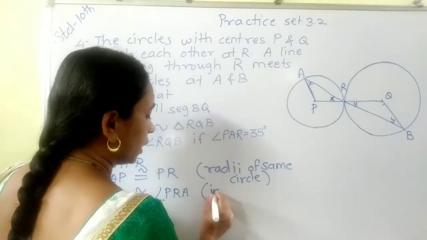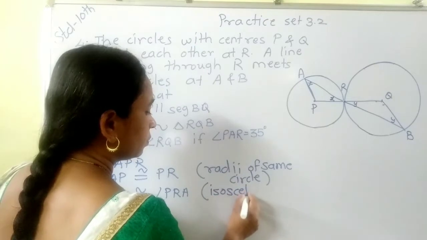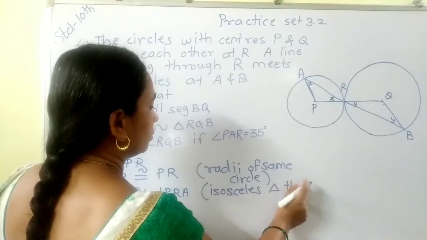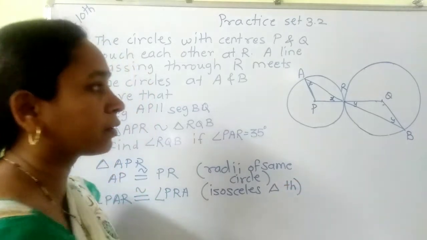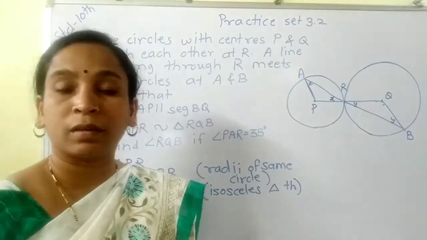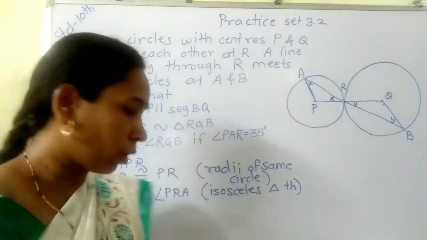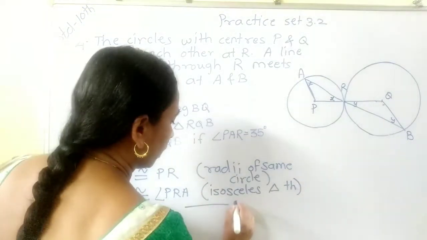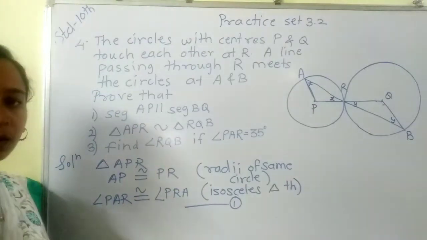So here I'll write isosceles triangle theorem. The isosceles triangle theorem says if the sides are congruent, their opposite angles are congruent. These angles I have got are congruent, I'll consider them as 1.